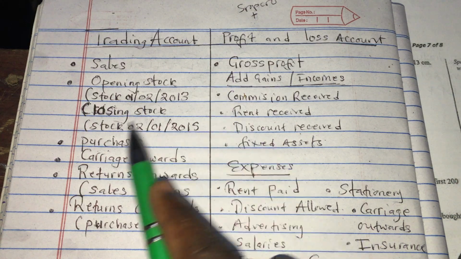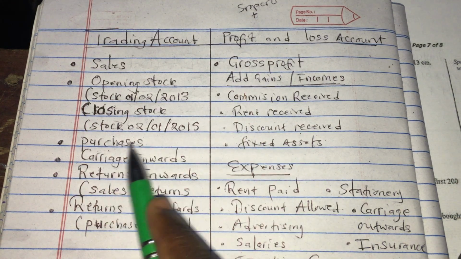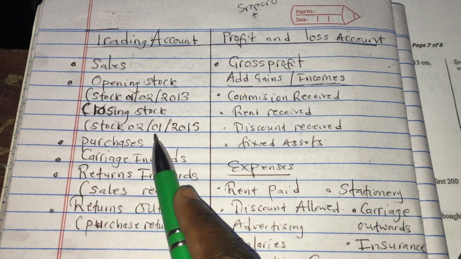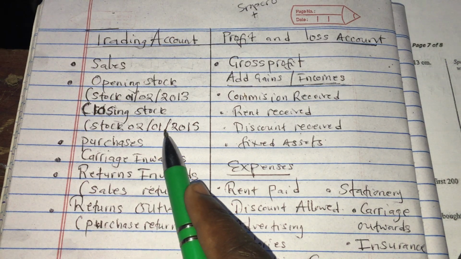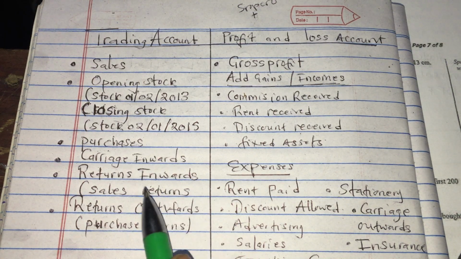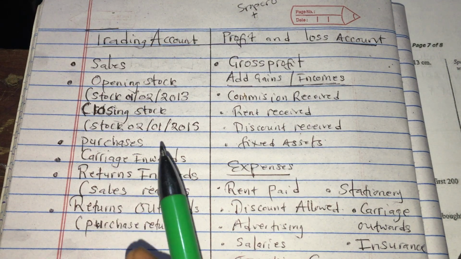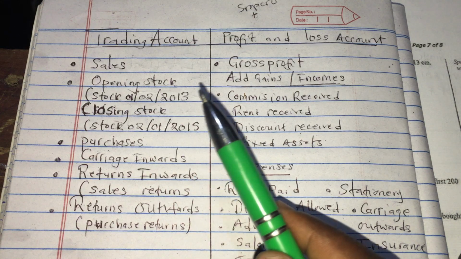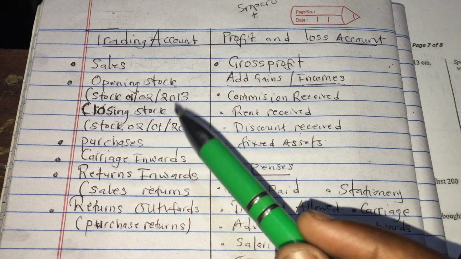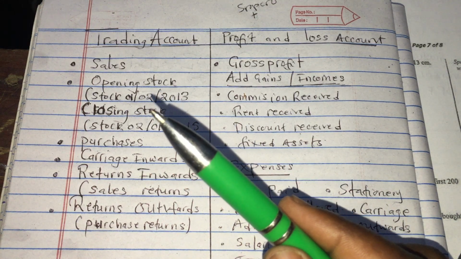All right. Then we do have purchases. We all know what purchases mean. Purchases simply means to buy, in short. Also, we do have carriage inwards. The word carriage simply means the cost of transport. Right? Then we do have returns inwards, and also we do have returns outwards.